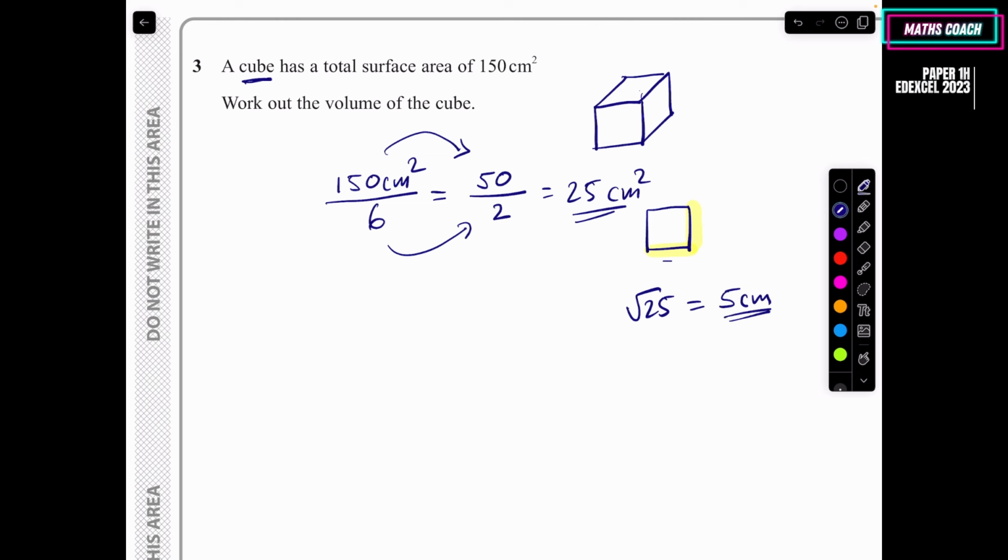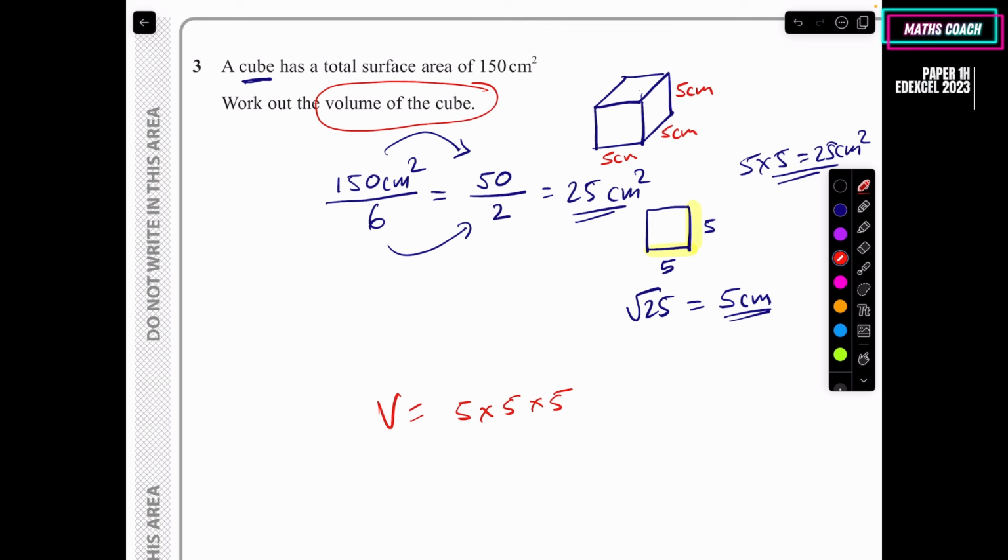So if this is 5 and this is 5, 5 times 5 gives us our 25 centimeters squared. Okay, so we've got the length of these sides, right? All of these will be 5 centimeters. And we have been asked to calculate the volume. So the volume is all of the lengths multiplied. So it'll be 5 times 5 times 5, and that is 125 centimeter cubed. Don't forget it's a volume. All right, let's go. Next question.